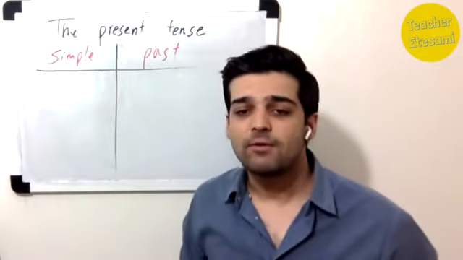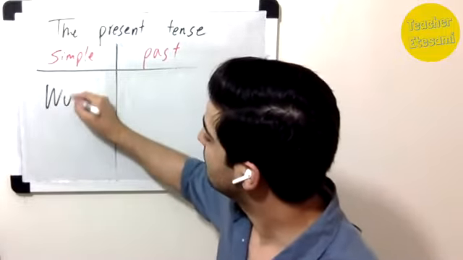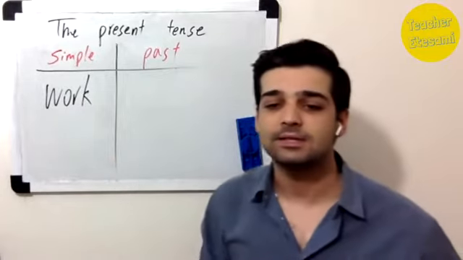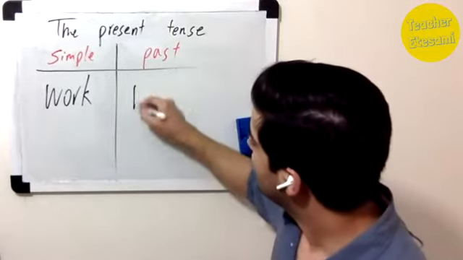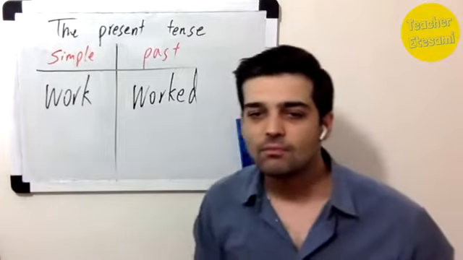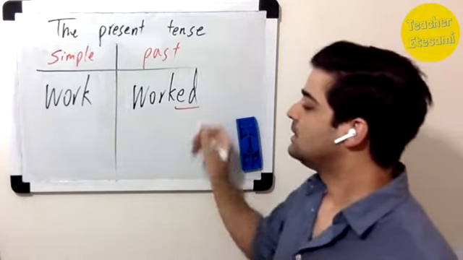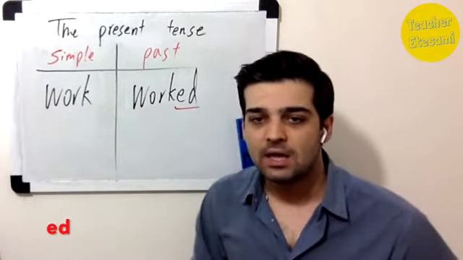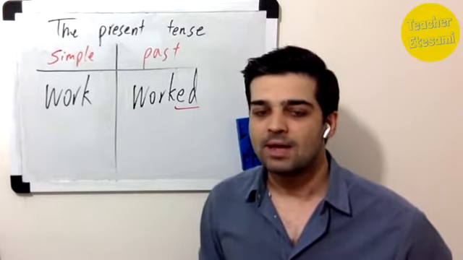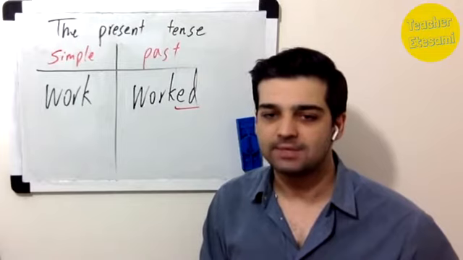The simple form of the verb work is work. And the past tense is worked. The past tense adds ed. It's important to know the difference between the simple form and the past tense form when you are making the present tense.